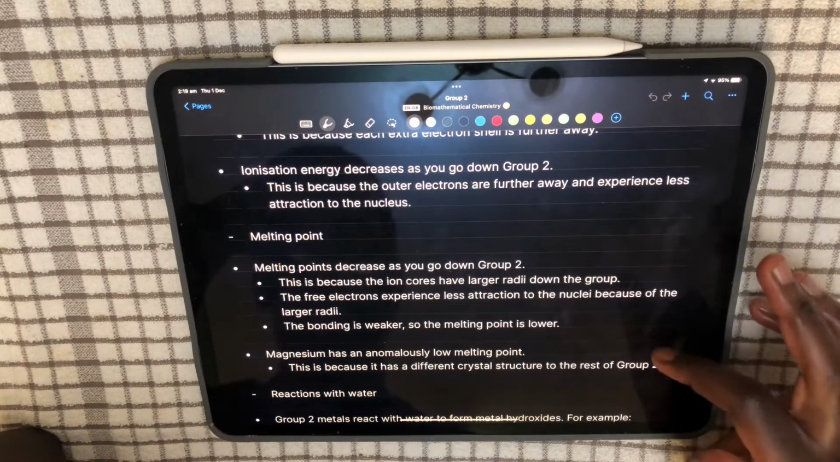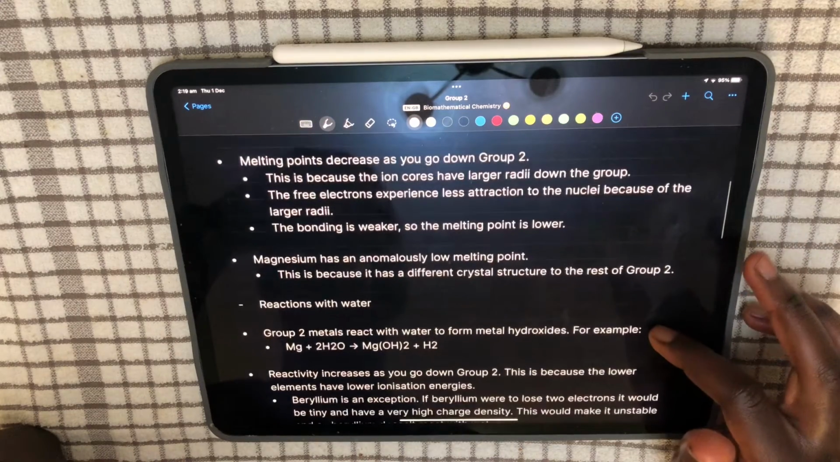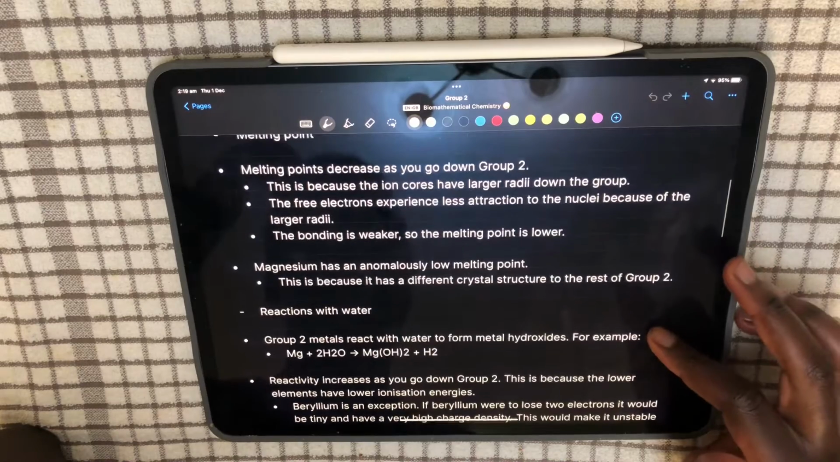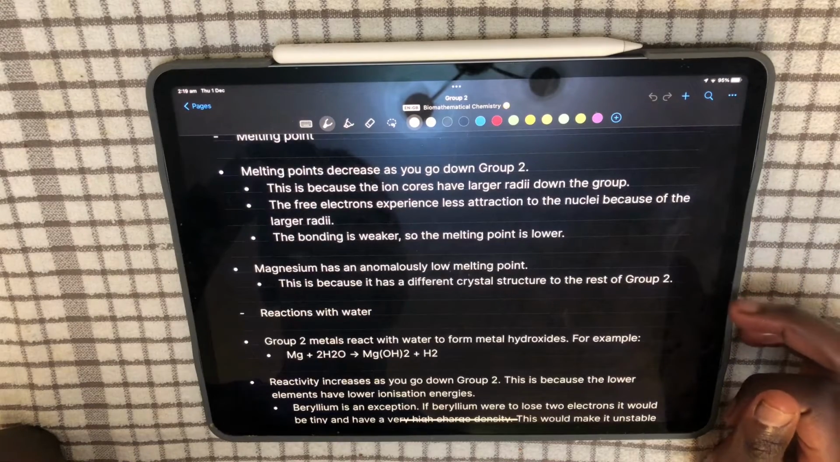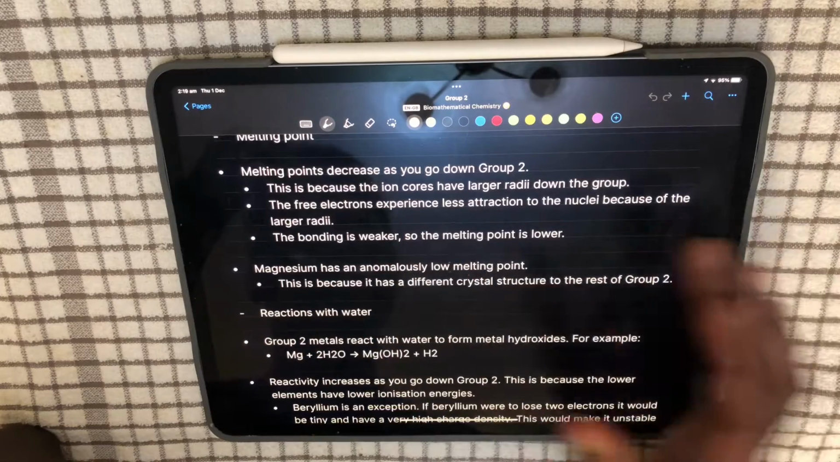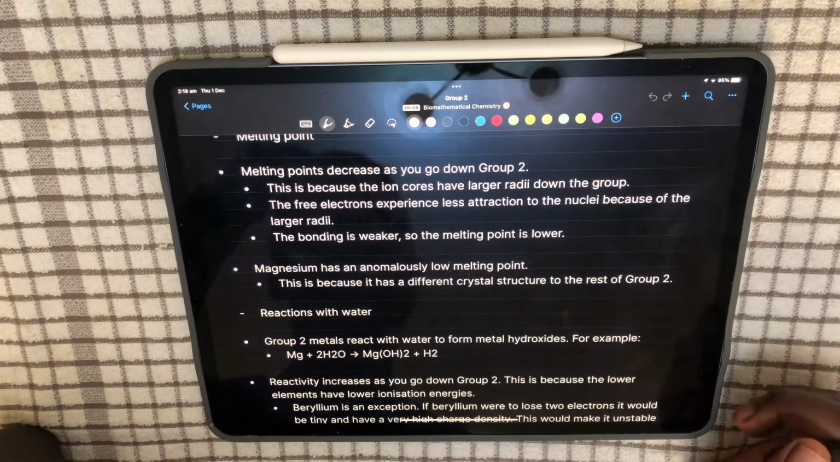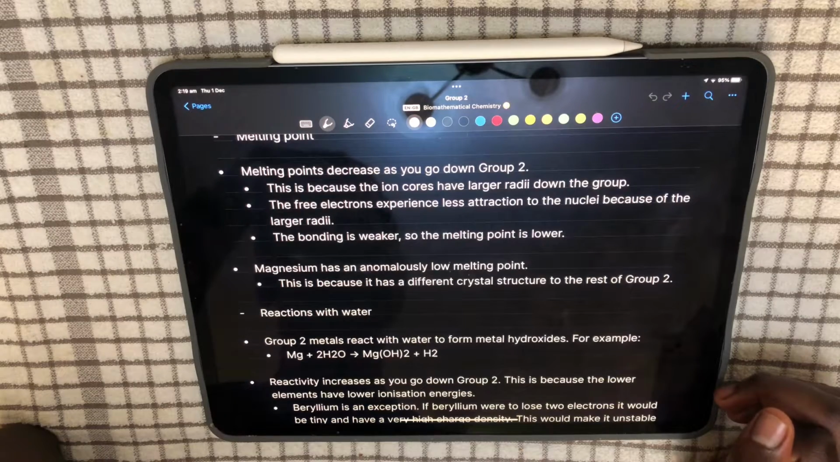Melting points decrease as you go down group 2, and this is because ion cores have larger radii down the group. The free electrons, or the delocalized electrons, experience less attraction to the nuclei because of the larger radii. The bonding is weaker, so the melting point is lower.